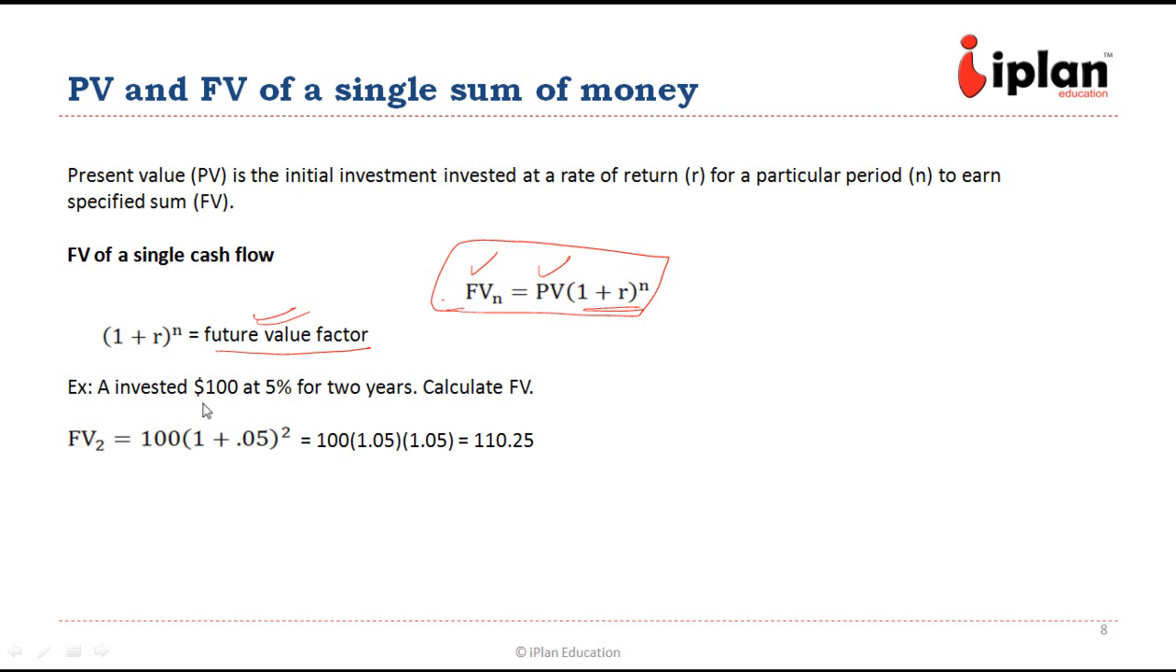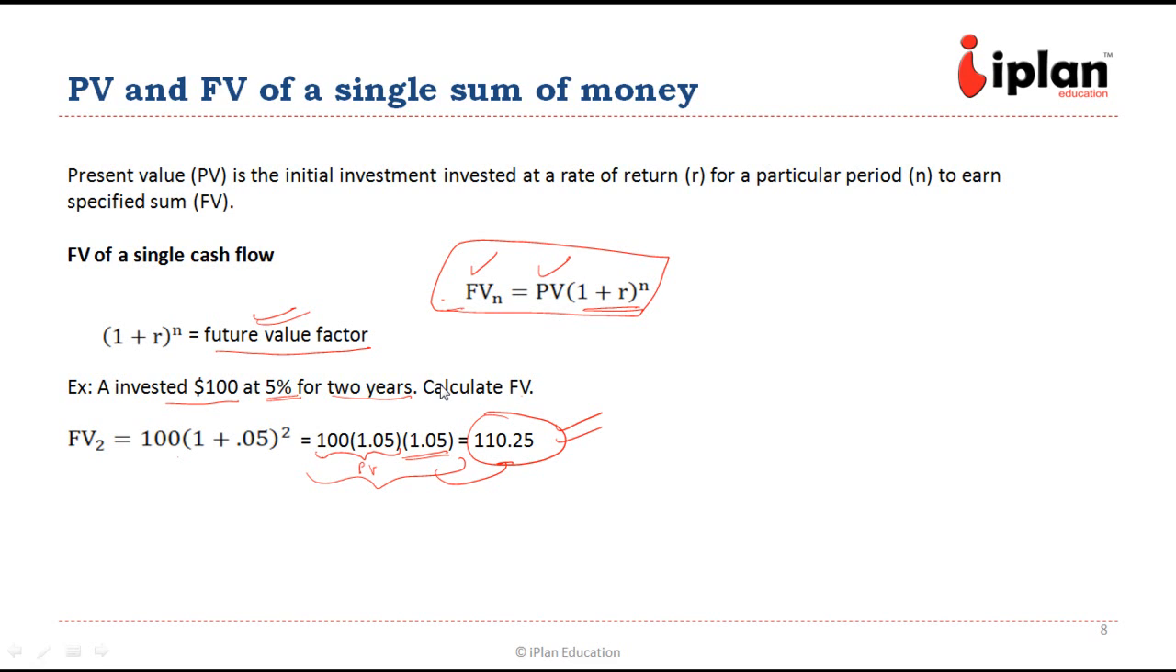value. For example, if we invest $100 at 5% interest rate for 2 years, the future value will be 100 into (1 plus 0.05) squared, which is compounding it twice. Like for the first year it is 100 into 1.05. For the next year this becomes the present value and is again multiplied by this. So finally we get 110.25, which is our future value. This was the case for annual compounding.